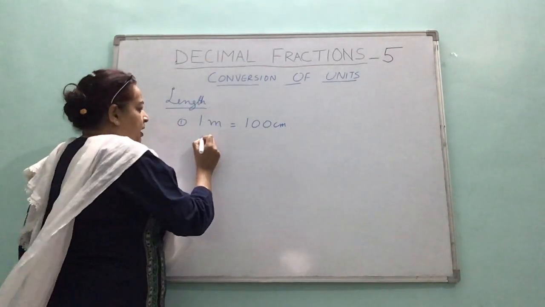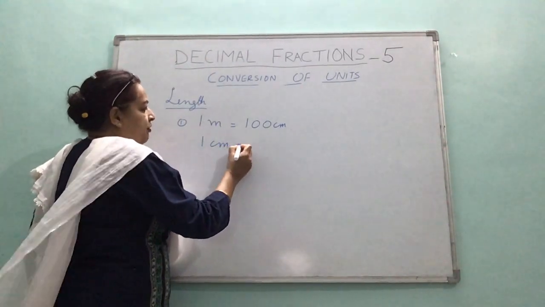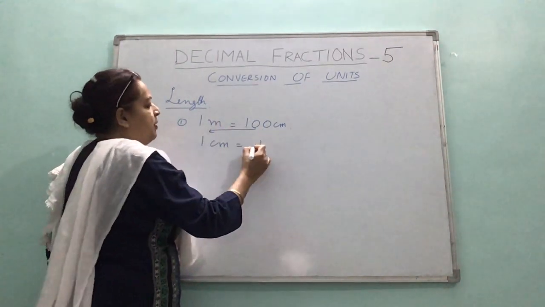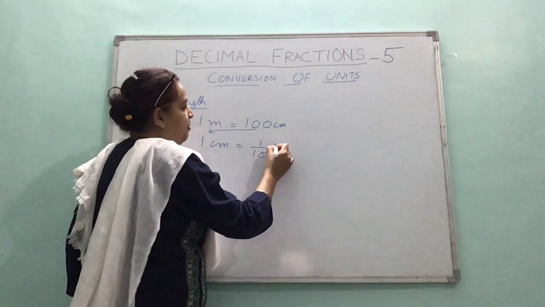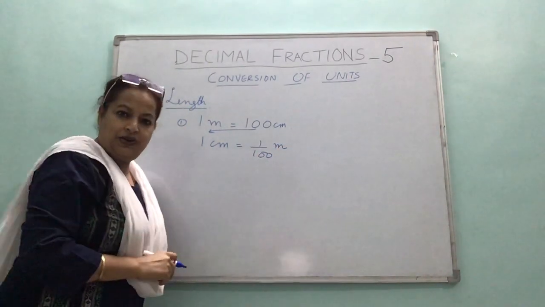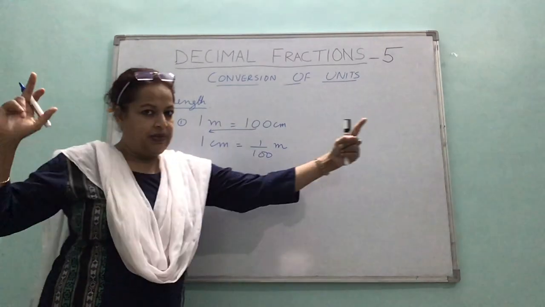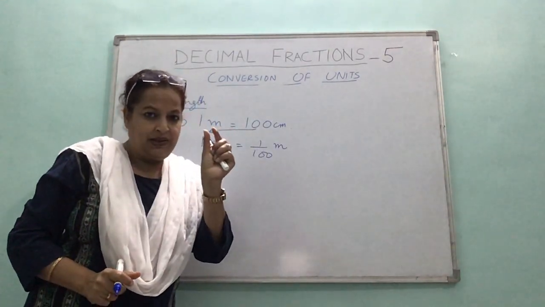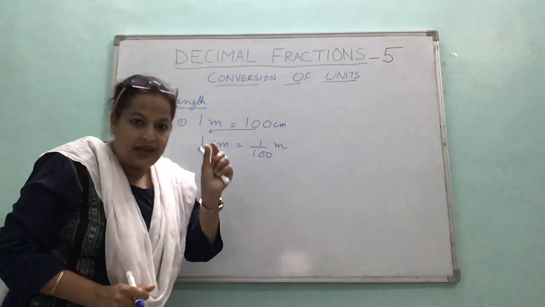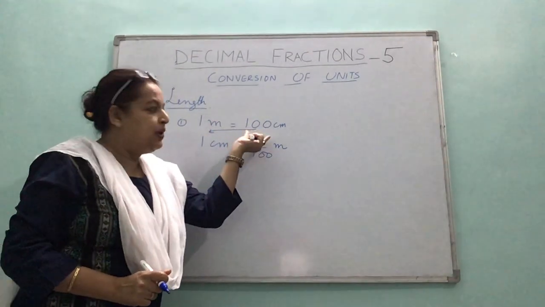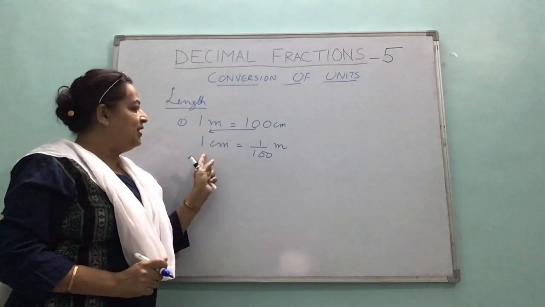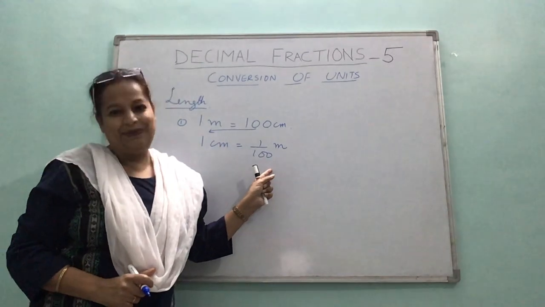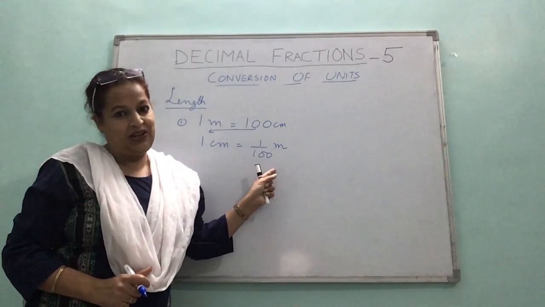Now if I have to tell how many meters 1 centimeter would be, we'll divide, so it would be 1 upon 100 meter. The second step should be clear to you. If 1 meter, which is a big one, has 100 centimeters, then 1 centimeter would be having less meters. For less we divide by 100. So 1 centimeter would be 1 upon 100 meters.